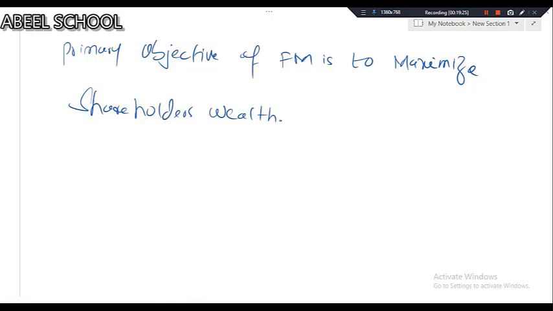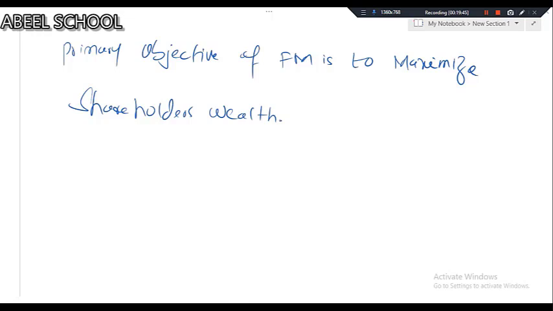Now, very important one. You have to listen to the question carefully, and then you have to listen to the answer more than carefully. What did I say? What is the primary objective of financial management? The primary objective of financial management is to maximize the shareholders' wealth.